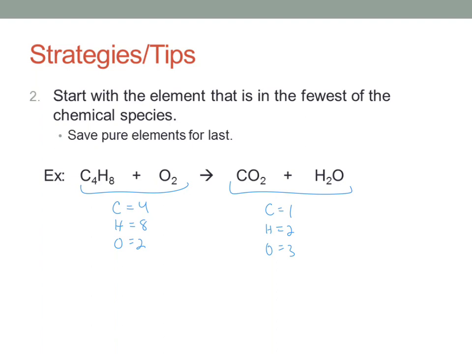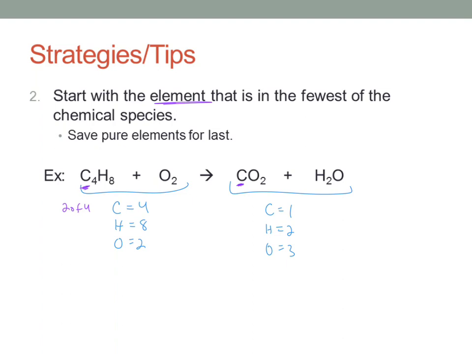So the question is, where do I start? Do I start balancing oxygens or hydrogens or what? So what I'm saying here is, start with what element. If I look at carbon, it looks like carbon is in 2 of the 4 things in this equation, on both sides, right? I see carbon in the first thing on the left, and I see carbon in the first thing on the right. The butene and the carbon dioxide. So I'd say carbon is in 2 of 4 of these chemical species.